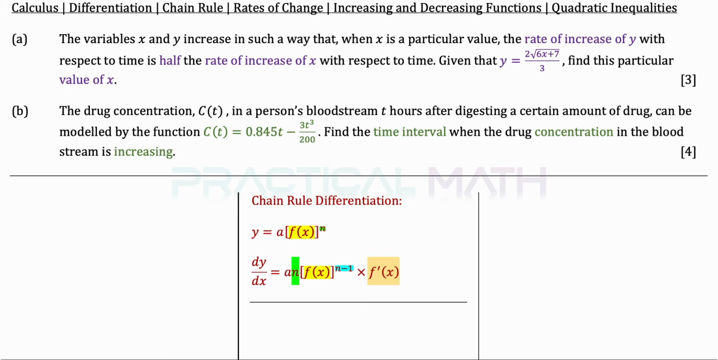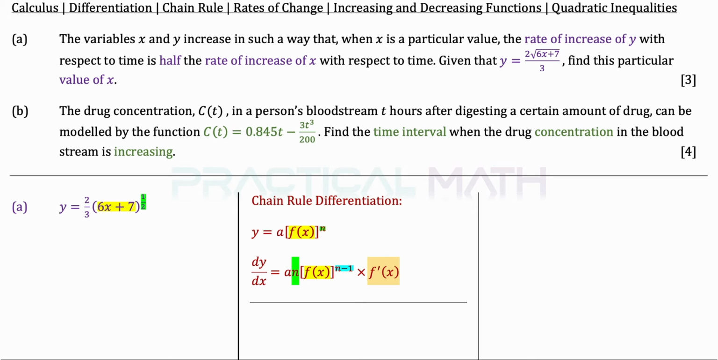So here in part A, we can rewrite our y into indices form instead of surds form. So you have y equals 2/3 times 6x plus 7, and a square root means it's the power of half. Once we write it in the indices form, we are able to bring down the power, power minus 1. That will be so much easier in this case.